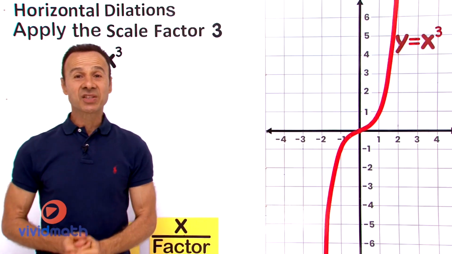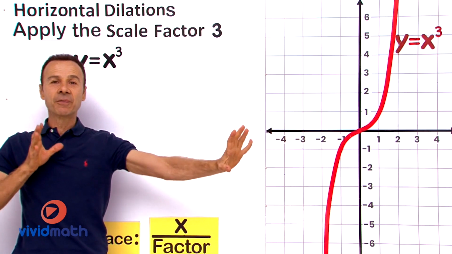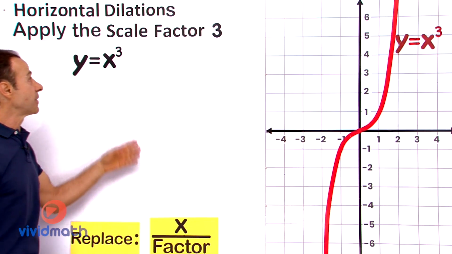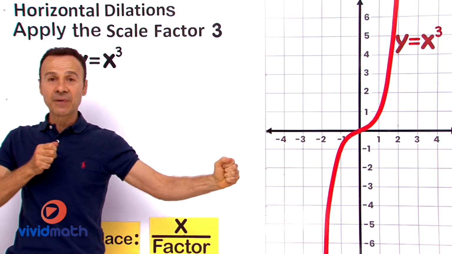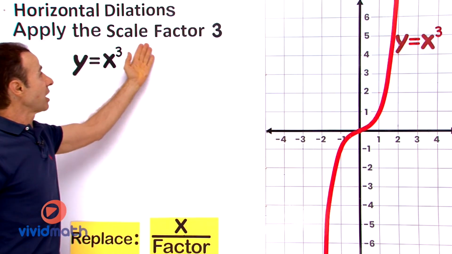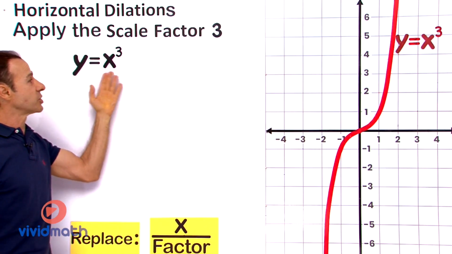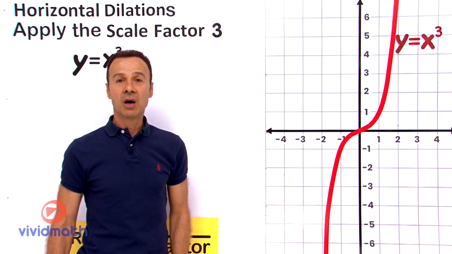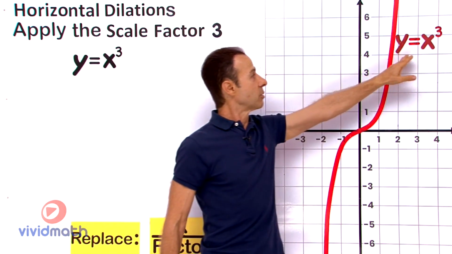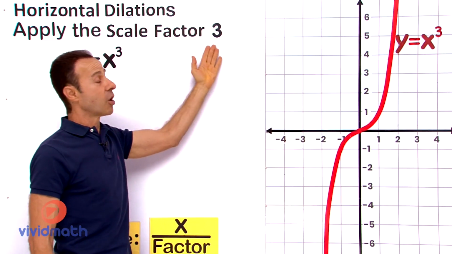All right, in this exercise, we are going to apply a horizontal scale factor to a function. The function is y equals x cubed, and the horizontal scale factor that we're going to apply is the scale factor of 3. Now, I've already pre-drawn y equals x cubed. It's a cubic. There it is right there. Many of you have seen that style of graph before. Y equals x cubed. What we're going to do is apply a scale factor of 3.